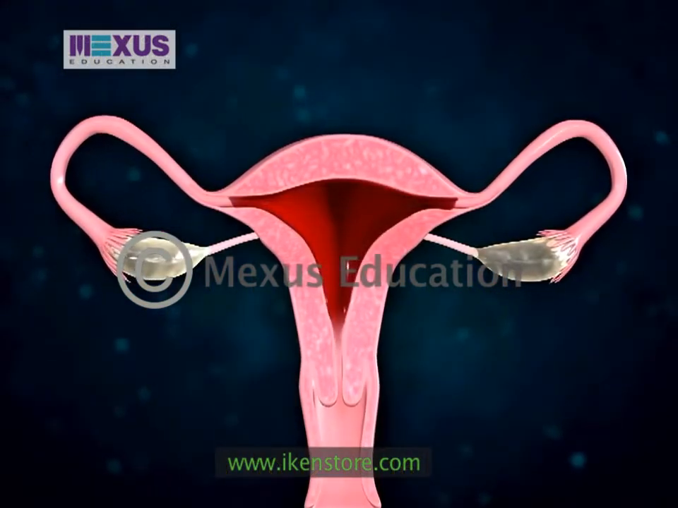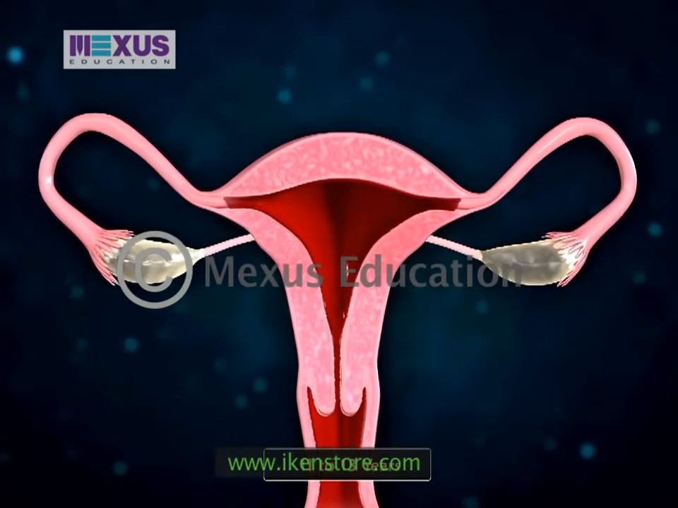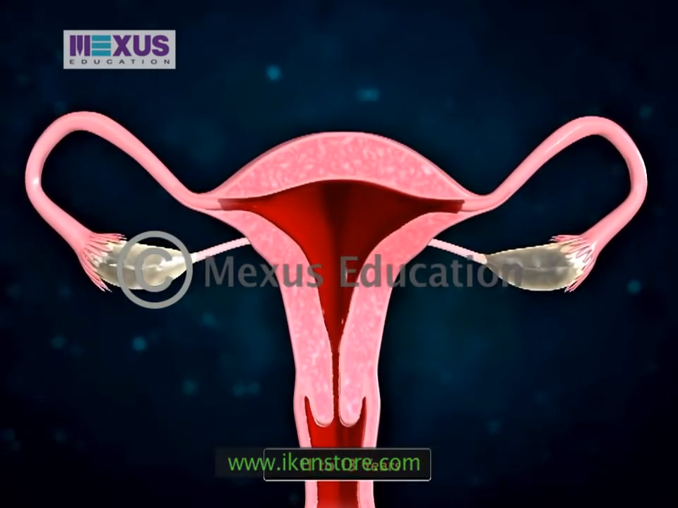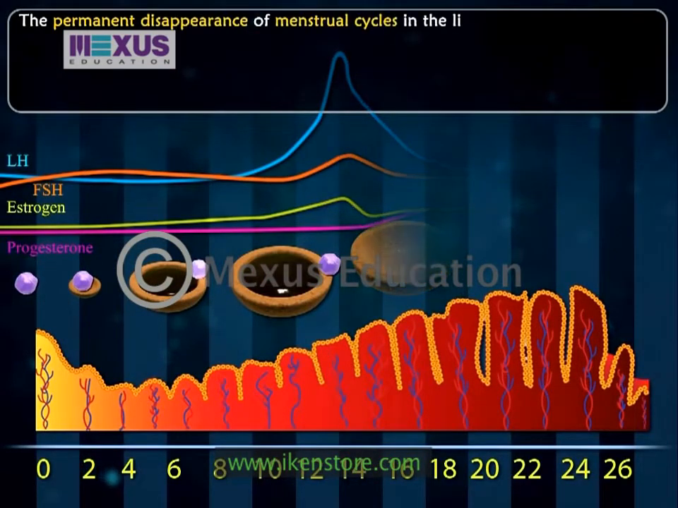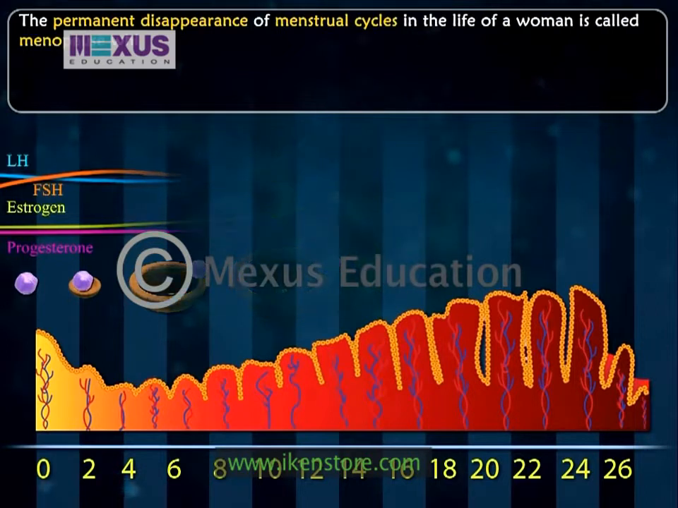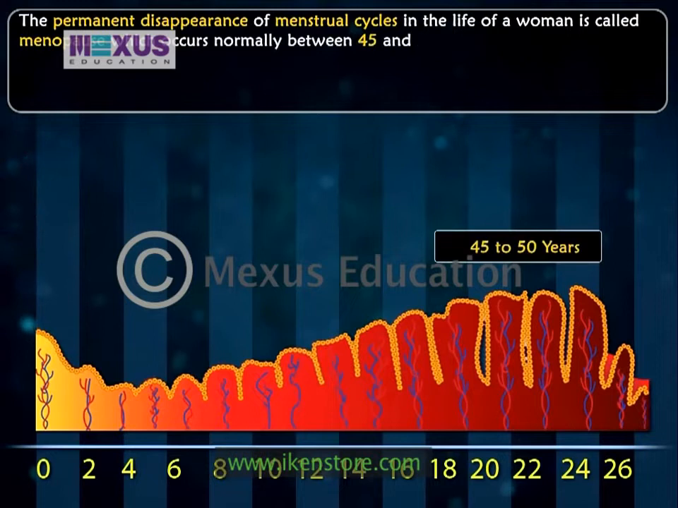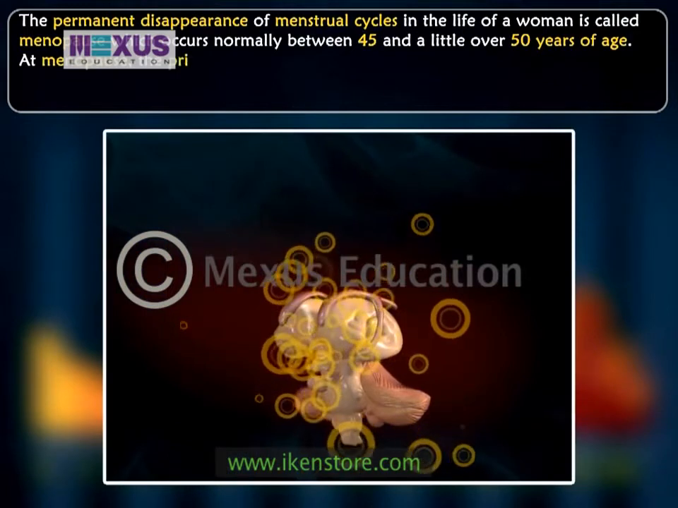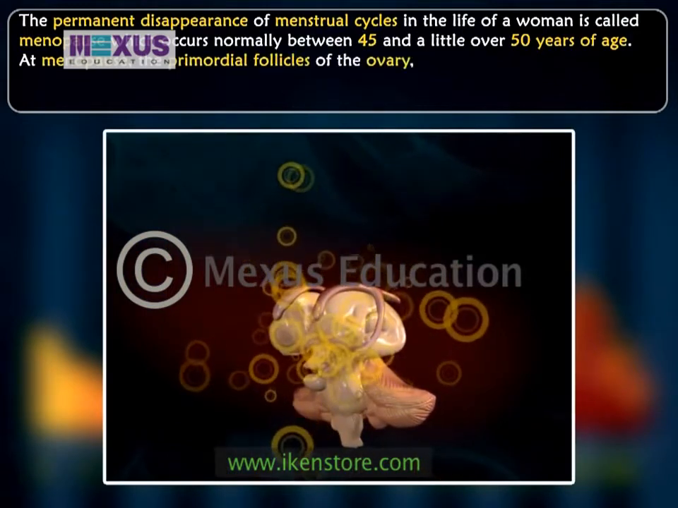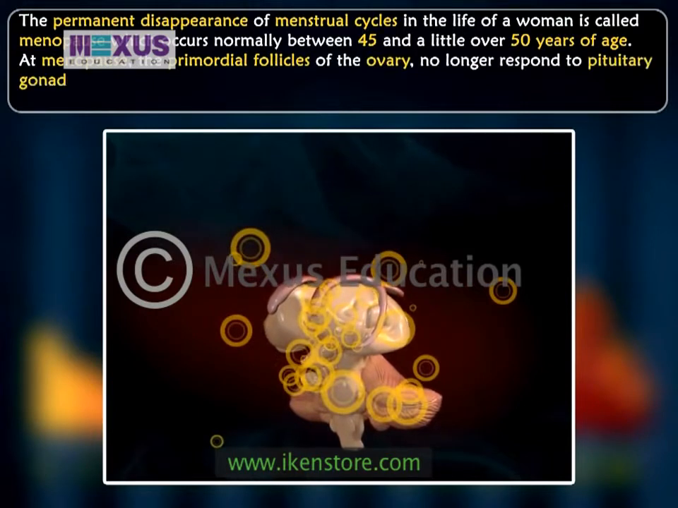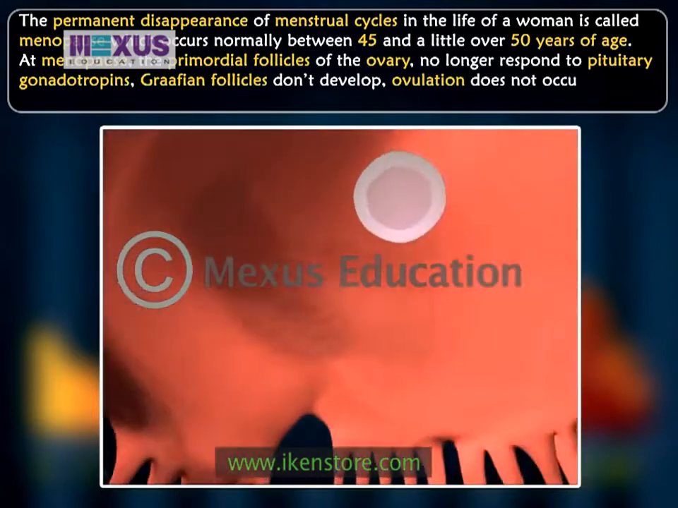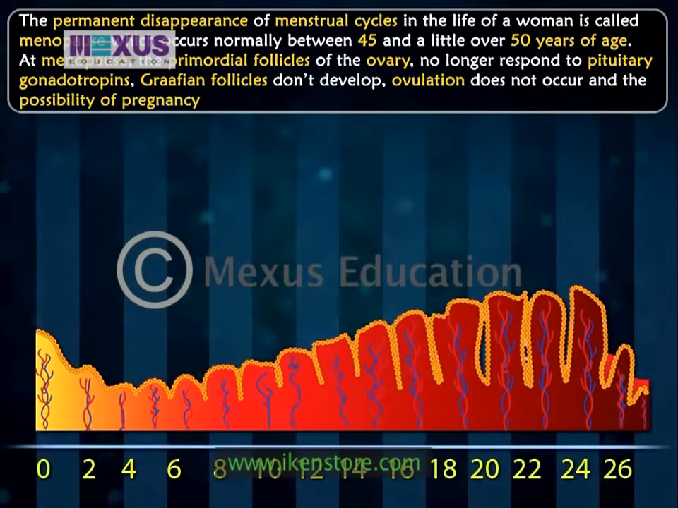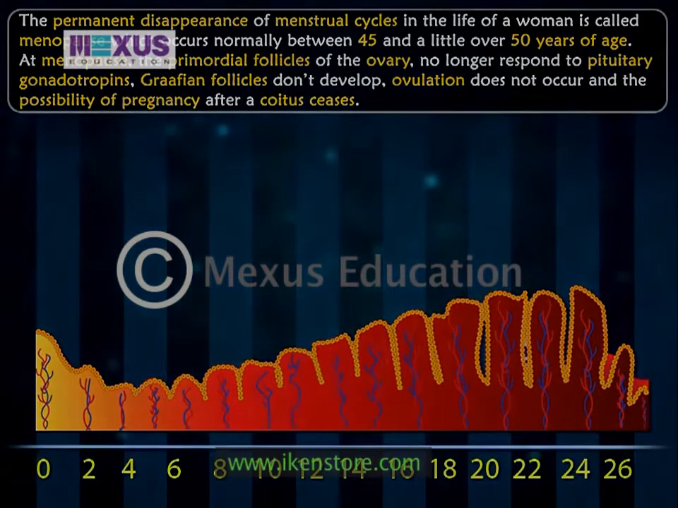While the appearance of the first menstrual flow in a woman's life between 11 to 13 years of age is called menarche, the permanent disappearance of menstrual cycles in the life of a woman is called menopause, which occurs normally between 45 and a little over 50 years of age. At menopause, the primordial follicles of the ovary no longer respond to pituitary gonadotropins. Follicles don't develop, ovulation does not occur, and the possibility of pregnancy after a coitus ceases.